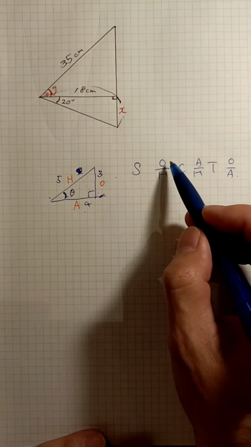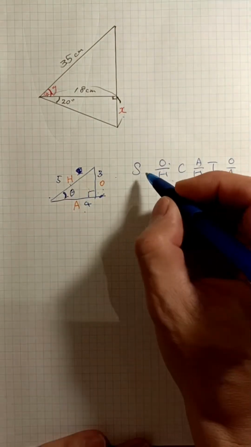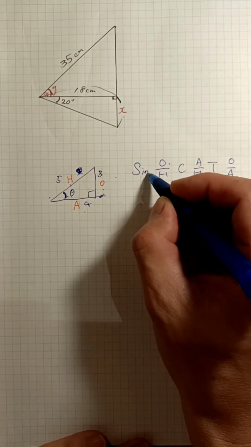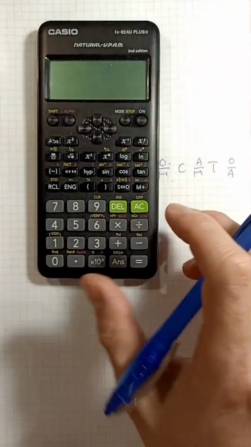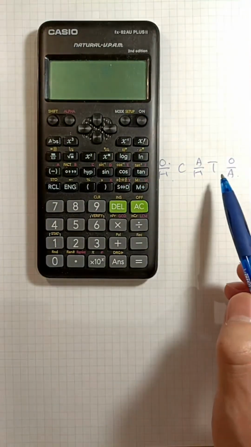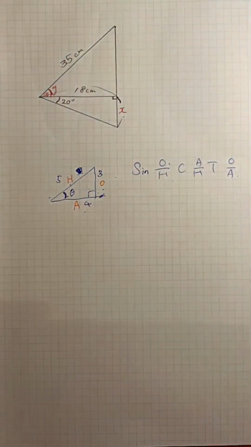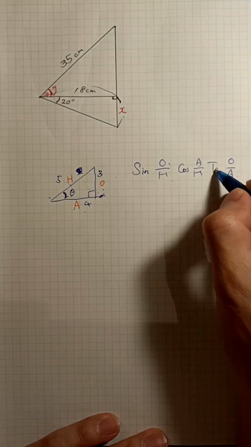If you are using O and H, you are using sine, which is on your calculator. Sine is this one, isn't it? Then C is cosine, and then tangent is T. So cosine is this one, cos, and tangent is tan here.